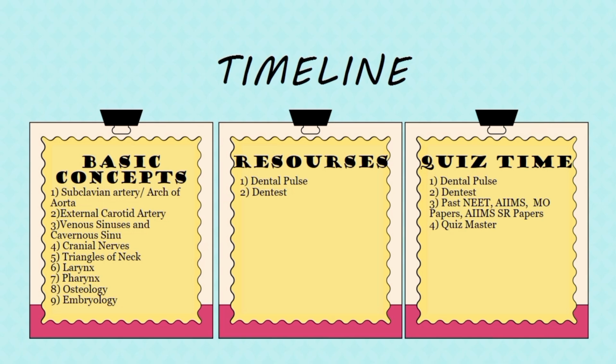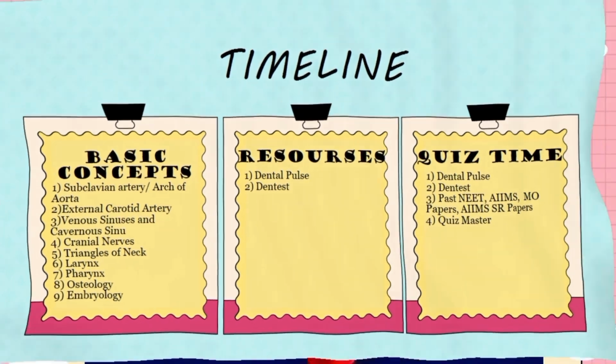And there are some basic concepts which every one of you should know. These should be by heart by you, and other few topics which will be covered in the MCQs, you can deal with them while solving questions. So the basic concepts are subclavian artery, external carotid artery, venous sinuses, cranial nerves, triangles of neck, larynx, pharynx, osteology and embryology. And regarding MCQs, I will be making separate videos for quizzes. So most of your MCQs will be covered in those quiz sections.